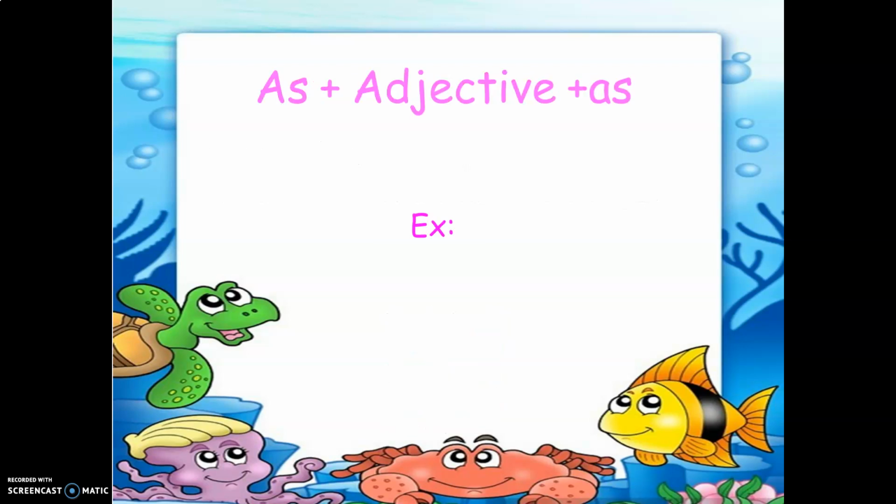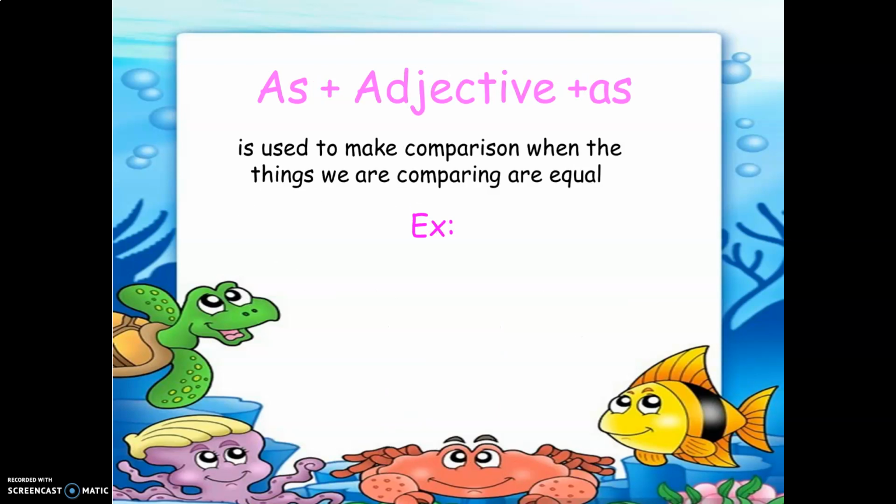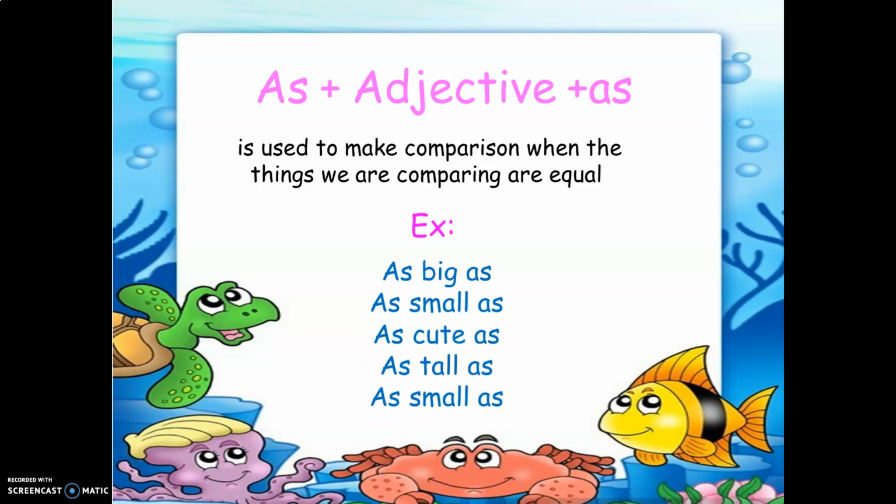Now, we have as plus adjective plus as. It is used to make a comparison when the things we are comparing are equal. They are equal together. For example: as big as, as small as, as cute as, as tall as. For example, Sarah is as small as Selma. The cat is as cute as a rabbit. Ali is as tall as Ahmed. My room is as big as my sister's room.